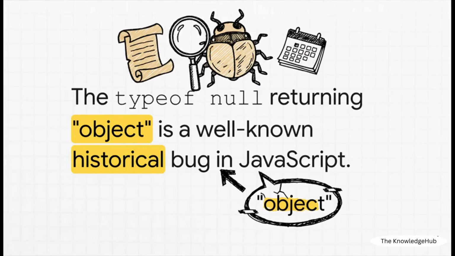And there you have it. This is a famous historical bug from the very first versions of JavaScript. They never fixed it because changing it would break countless websites. It's become a classic gotcha question in tech interviews, and it's the perfect example of why knowing the language's weird history and its official rulebook is so important.